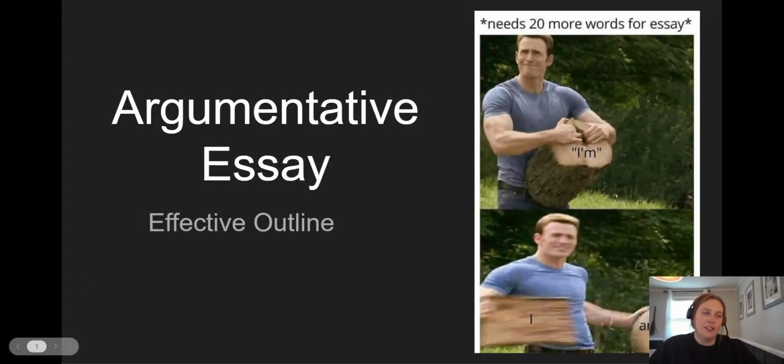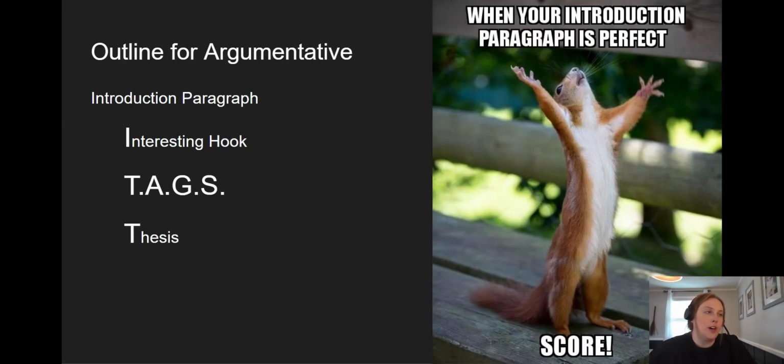Let's talk about argumentative essays and how to effectively write them. We're going to be looking at an effective outline. Now, this outline is going to be very similar to what we talk about when we're looking at informative writing. The structure really is the same, but the purpose is very, very different.